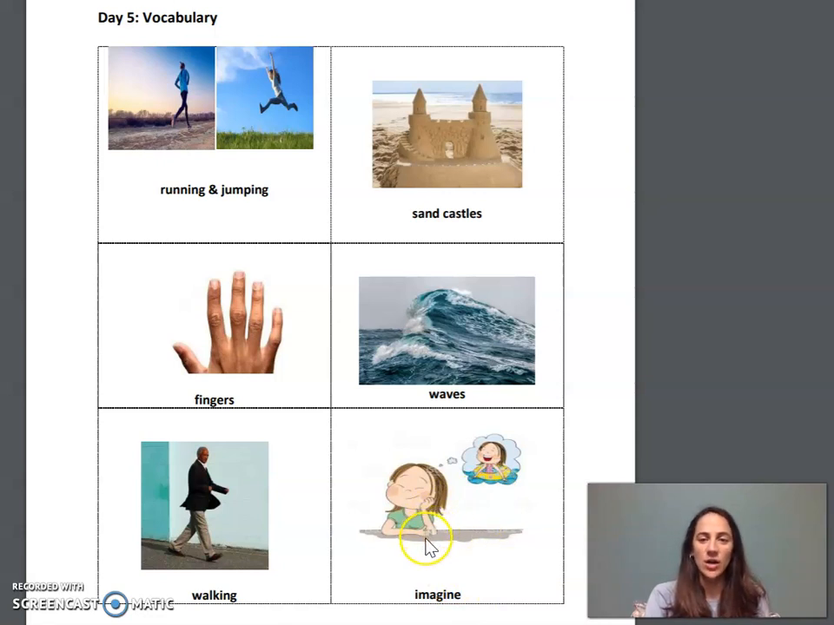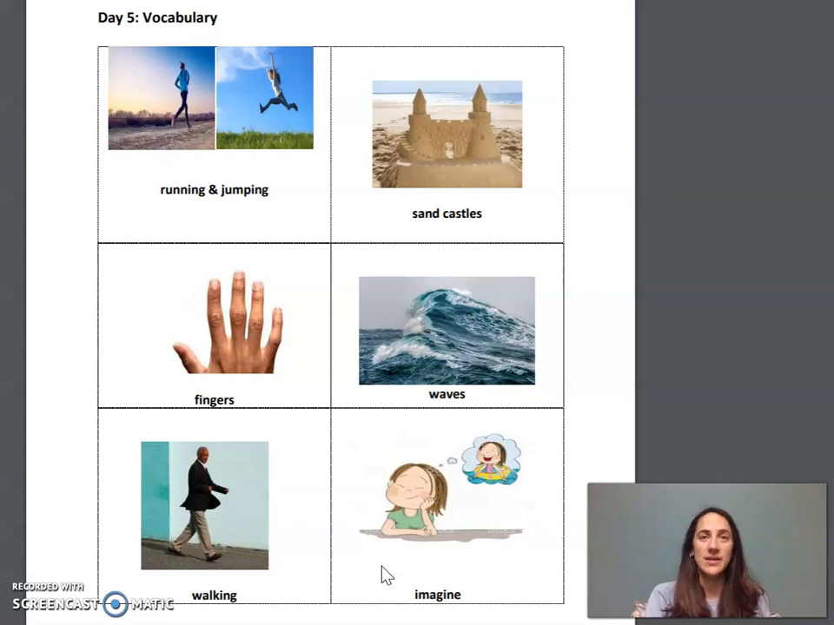I see a girl. She closes her eyes and she is thinking. She is going to imagine something else. You can make a connection if you speak Spanish. Imaginar. To use your imagination, imaginación. You can make connections to your own language for these different words.